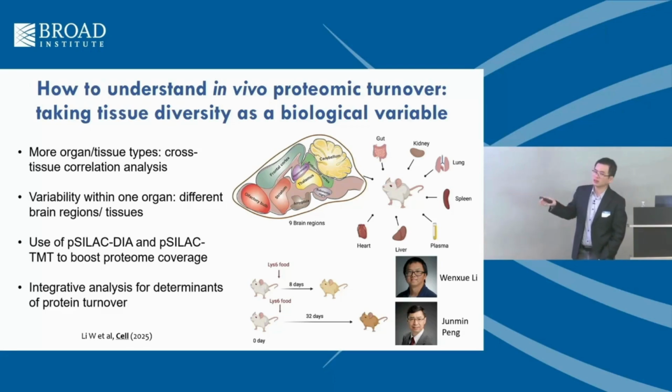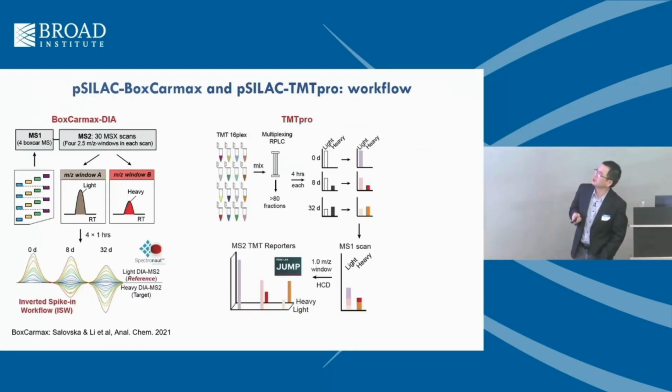Junming's lab actually provided this labeled SILAC mouse with different tissues, and then we applied our DIA approach. Junming's lab also did this TMT analysis so that we can really quantify these protein turnover rates in a lot of tissues, actually 16 different mouse tissues.